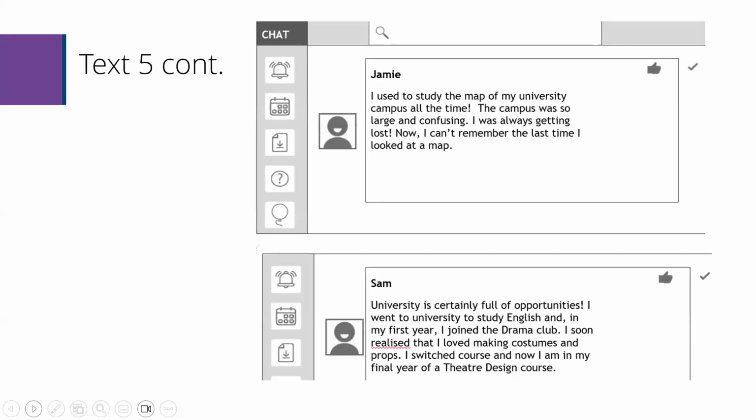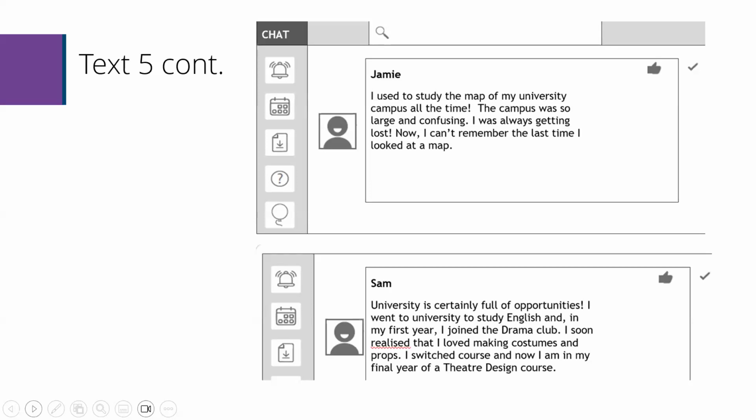So then text 5 continues, and we've got those little speaking head type things. We've got the people who are giving their view there, and you can see again we've got some slightly more unusual vocabulary sometimes appearing. Sam says university is certainly full of opportunities. I went to university to study English, and in my first year, I joined the drama club. I soon realized that I loved making costumes and props. I switched course, and now I'm in my final year of a theatre design course.